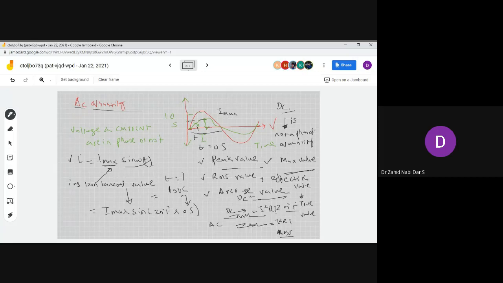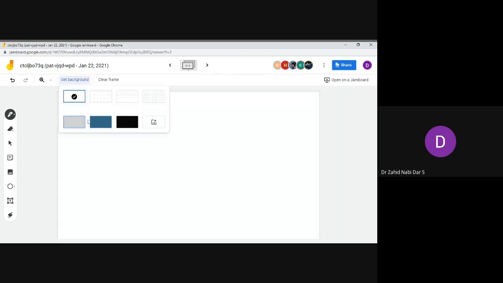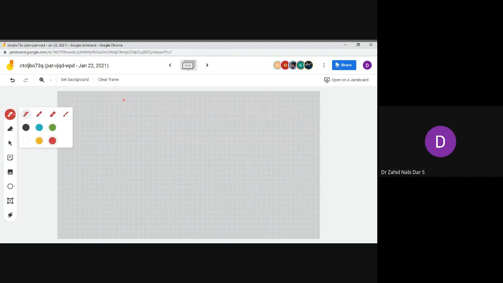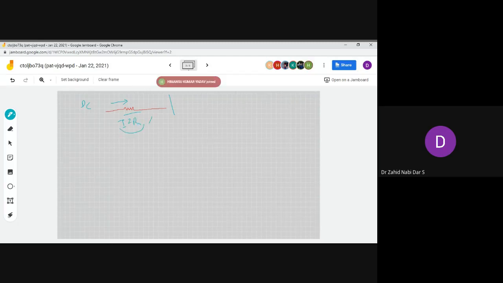You got my point? Once again, repeat, sir. See, RMS value definition: suppose you have a resistor like this, and through this resistor you are passing a DC quantity. Whatever heat you are generating, there will be heat generated in the form of loss. The loss would be I square R, and for the time period it is passing, that amount of heat you will generate. So the heat equation would be I square R into time.